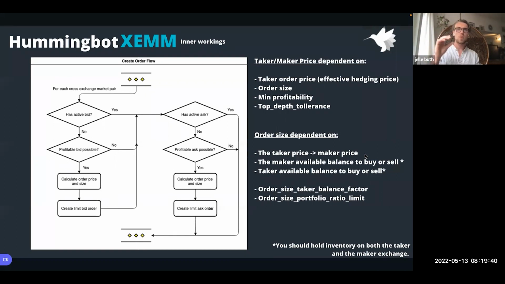If it's the opposite, if you're only holding AVAX tokens on Gate and only USDT on Binance, that means you'll only be placing buy orders, because if it buys on the maker exchange, it is able to sell on the taker exchange where you have your AVAX.